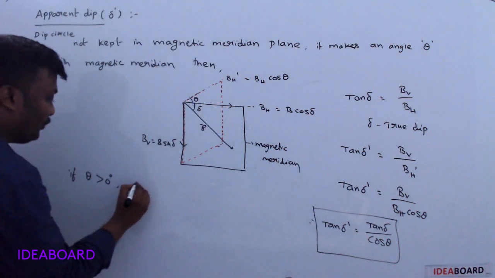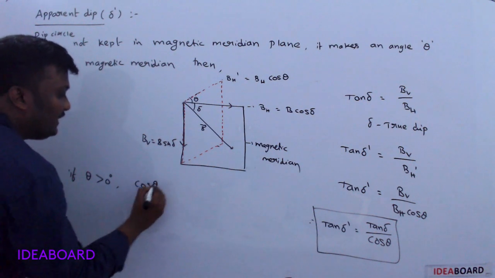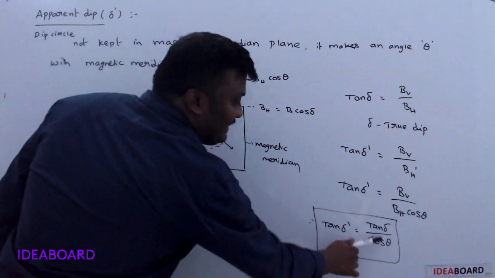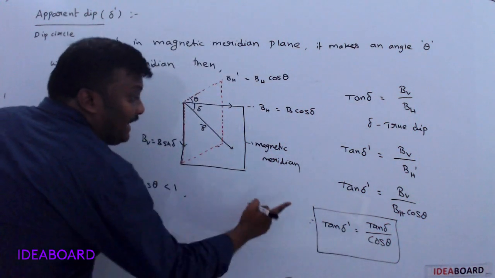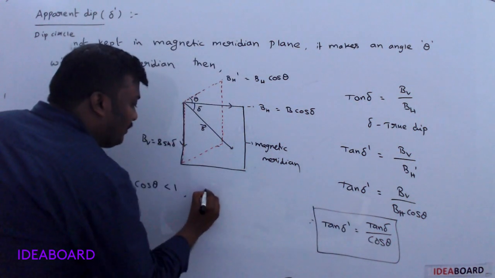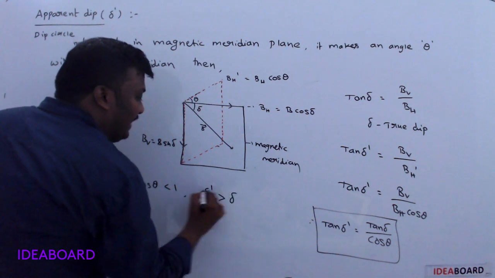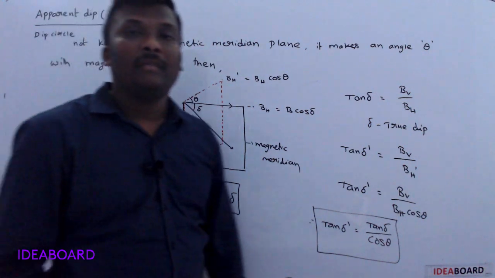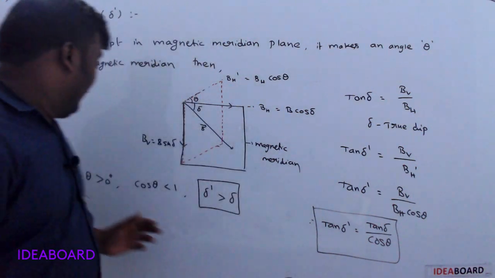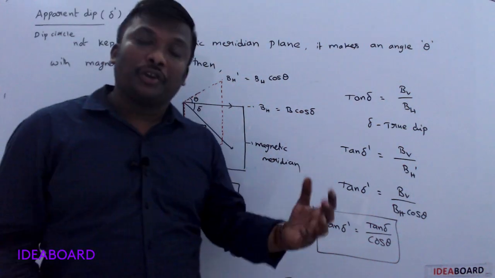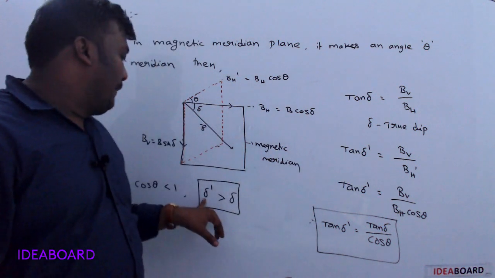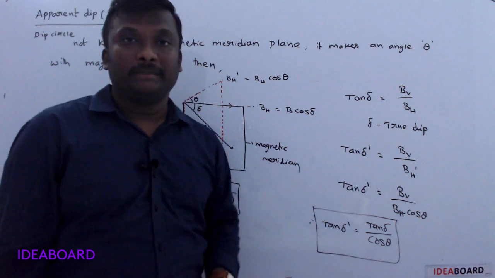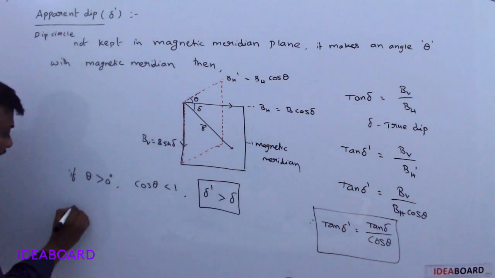If theta is greater than 0, cos theta value is less than 1. If it is less than 1, then tan delta dash is more than tan delta. Therefore, it indicates that delta dash is greater than delta. So, what happens? If theta is more than 0 degree, apparent dip value is always more than the true dip.